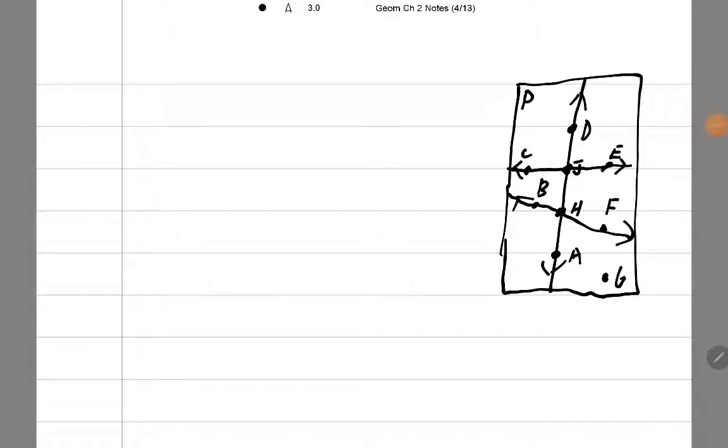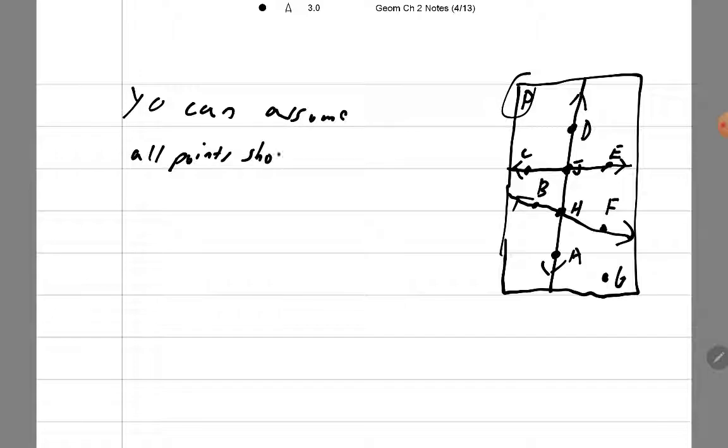So there are some things that you can assume from a diagram. Let's say I have this diagram here. It's a little sloppy, but basically they're all on the plane P here. So you can assume all points shown are coplanar. You can assume whether or not a point is on the same plane as another point. Usually they are when we give you a problem.